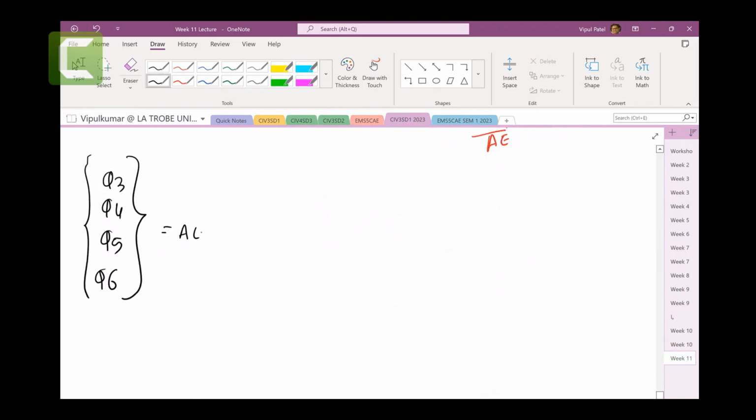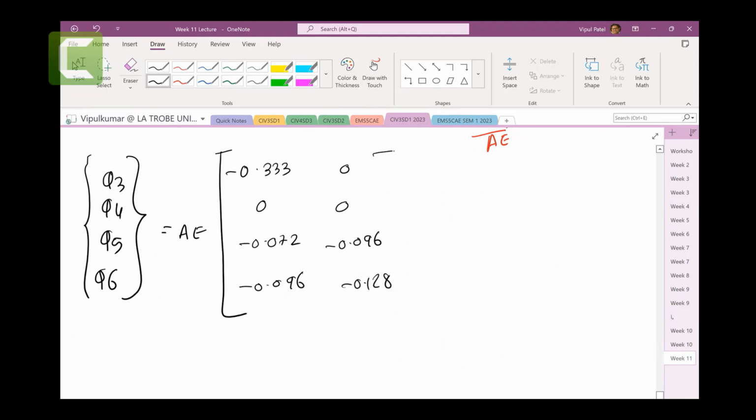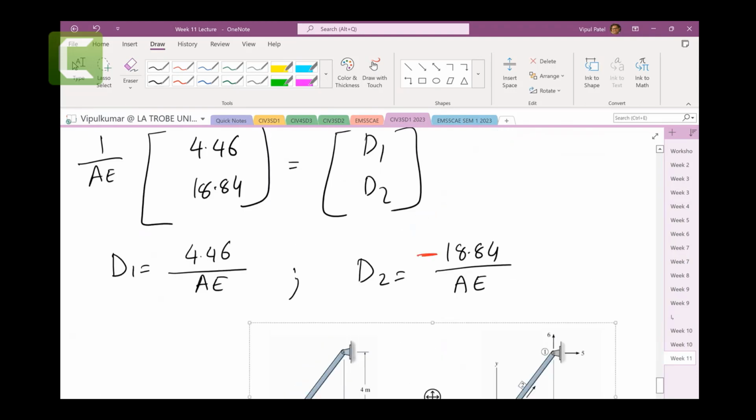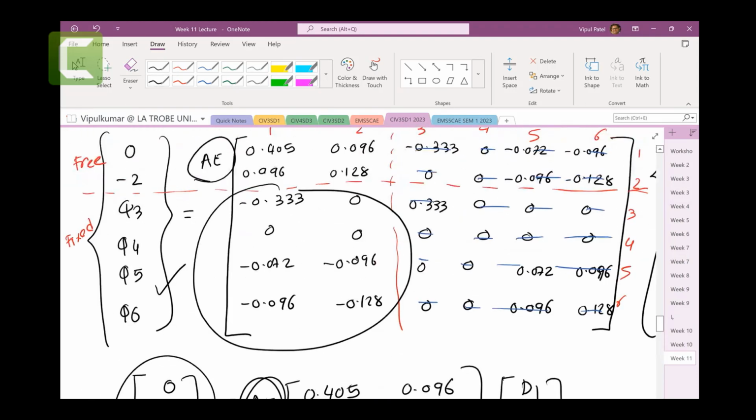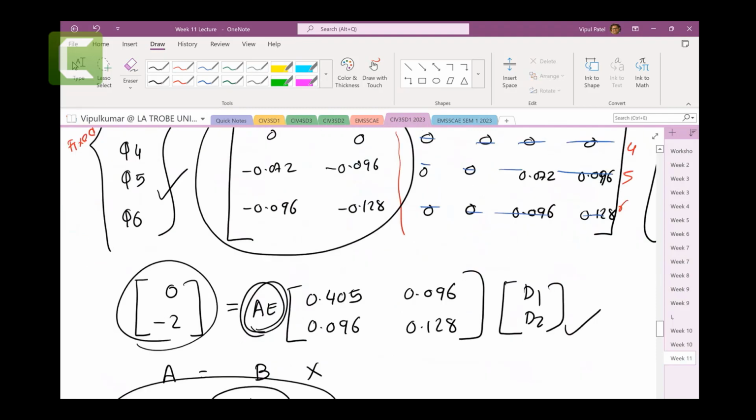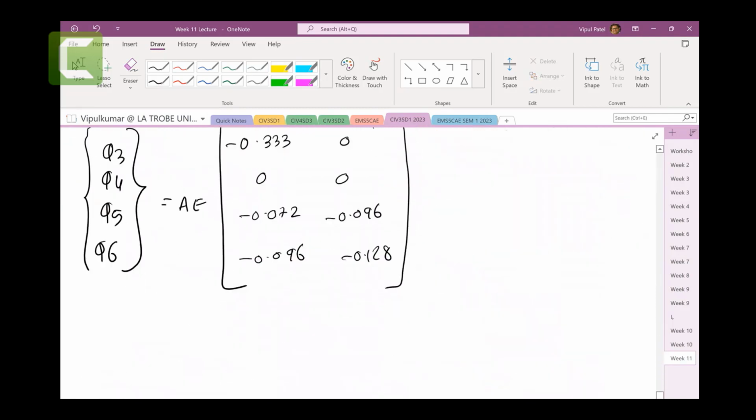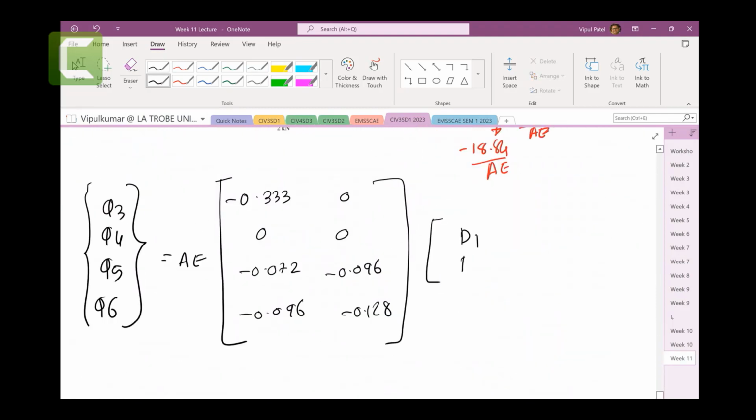So AE, and that, guys, is minus 0.333000, minus 0.072, minus 0.096, minus 0.096, minus 0.128, and then we also multiply this by this D1 and D2. So this D1 and D2.